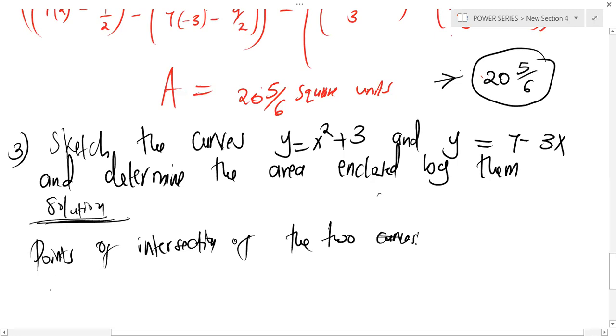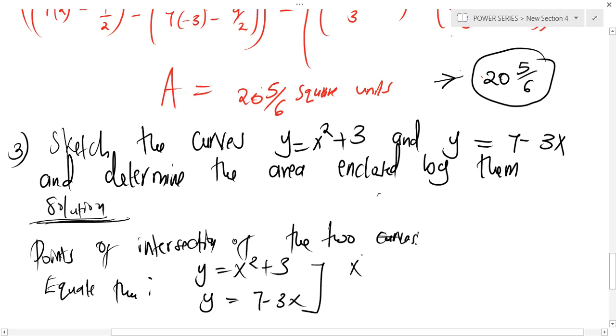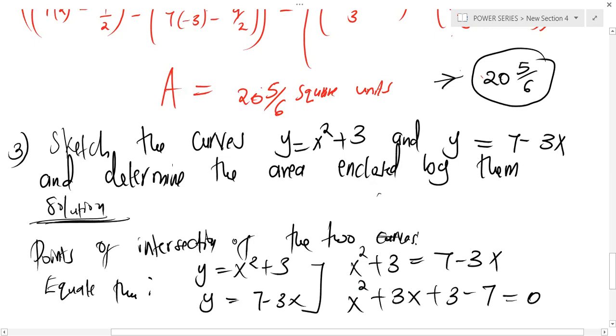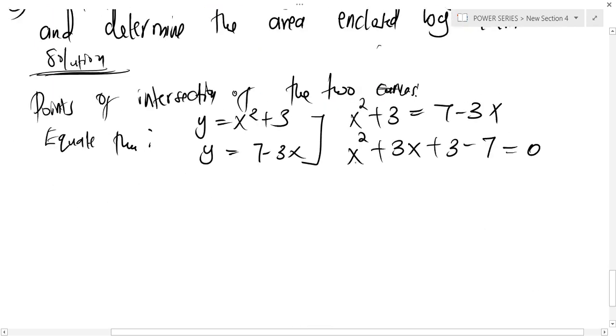To get the point of intersection, equate them. So I'm going to equate the curve y is equal to x squared plus 3 and the line y is equal to 7 minus 3x so that I'm able to get their points of intersection. So I'll have x squared plus 3 is equal to 7 minus 3x, then solve for the value of x. So x squared plus 3x, I've brought the 3 to this side, plus 3 minus 7 is equal to 0. So x squared plus 3x minus 4 is equal to 0.